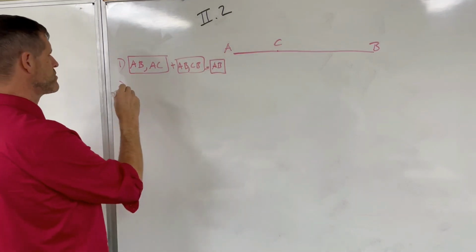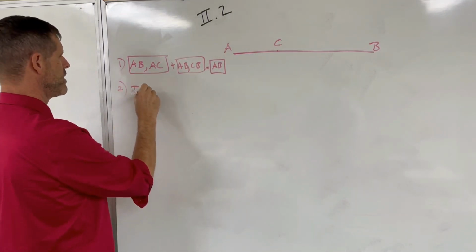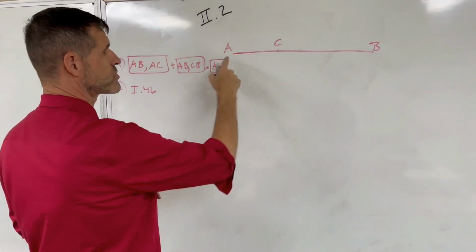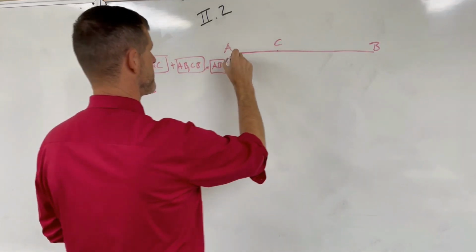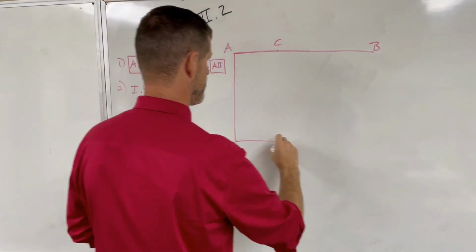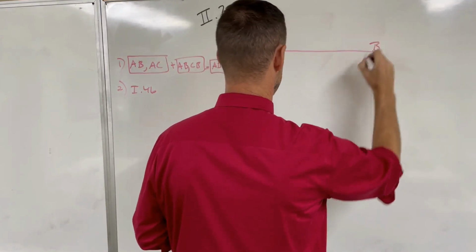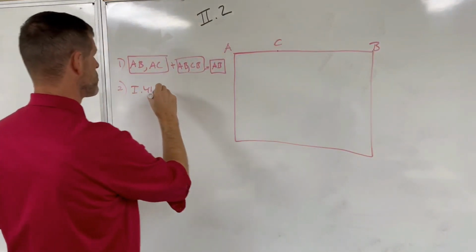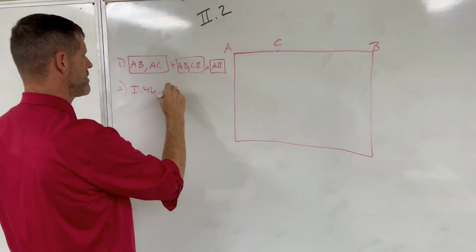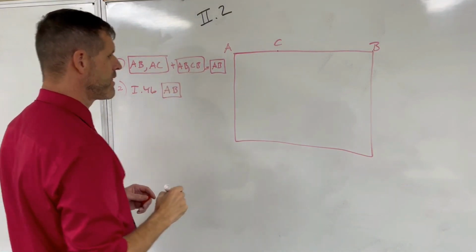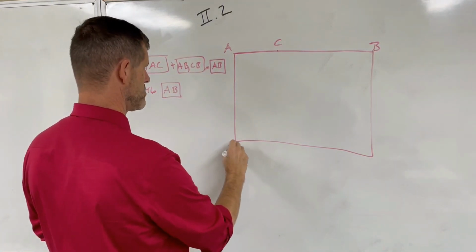So from proposition 46 of book 1, we're going to construct a square on line AB. So we're going to construct square AB, and then we'll call that DE.